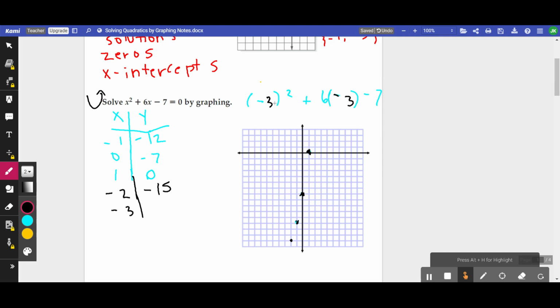So -3 squared, that'd be +9. And then 6 times the -3 would be -18. So 9 plus -18 would be -9. And -9 minus 7 would be -16. So you can graph the -3, -16 then. So left 3, down 16 would be down here. And then it looks like that might be your vertex, but I would sub in your -4 next to make sure that it's coming back up then.